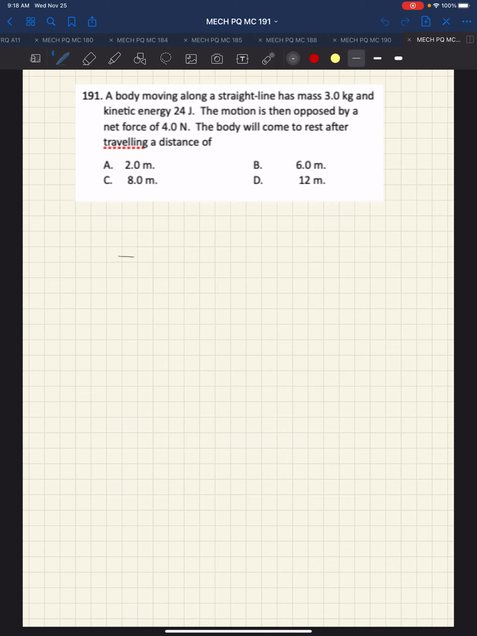So in this situation, we have a body moving along a straight line. It has a mass of 3 kilograms, and it has a kinetic energy of 24 joules. The motion is opposed by a net force of 4 newtons, so there is a net force of minus 4 newtons, because it's the opposite direction. And it's going to come to a rest, so V will equal 0 after a distance of, and that's going to be delta x.